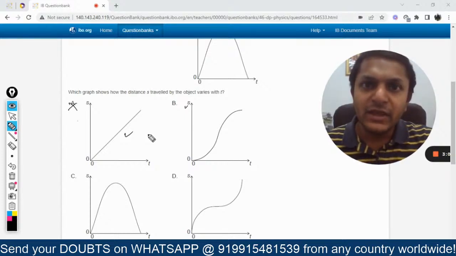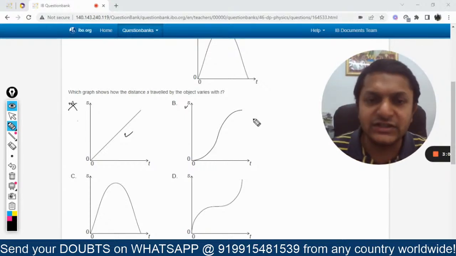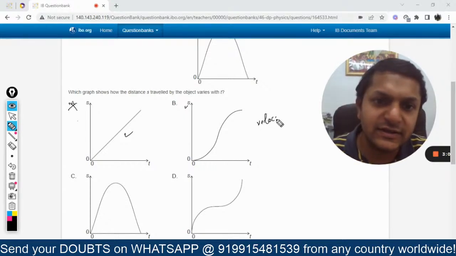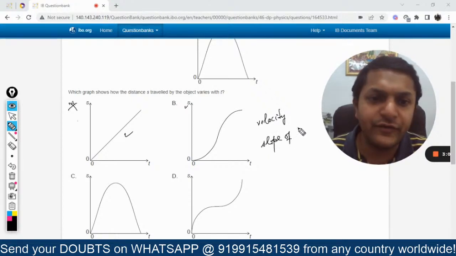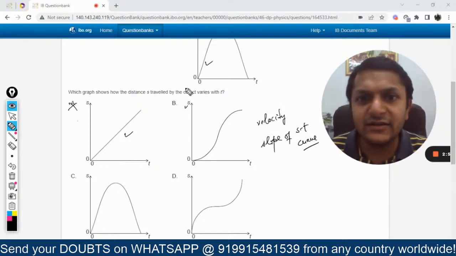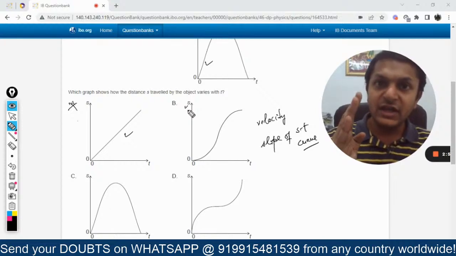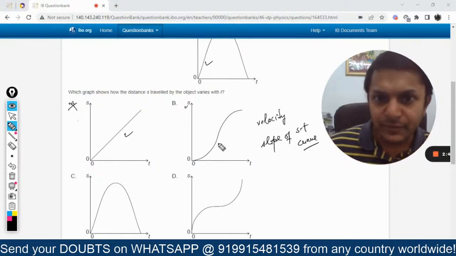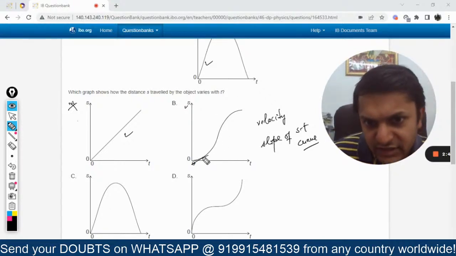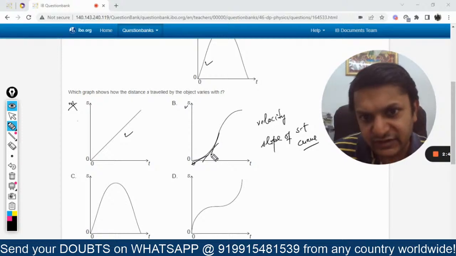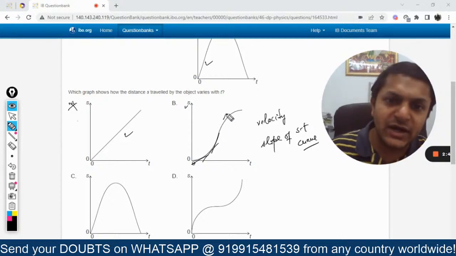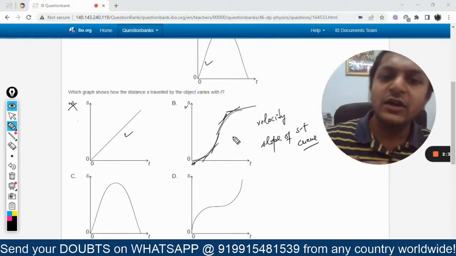So this is when the velocity, see, velocity is the slope of the s-t curve. Now first we say that for this much part the velocity is increasing, so the slope is positive and it is increasing. But as we move to the next part, the velocity is still positive, but definitely the slope is reducing.